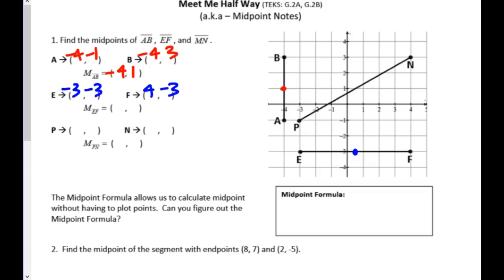Your midpoint has to be exactly in the middle. So it's not on 0, it's not on 1. It's at 0.5. So my X value is 0.5. My Y value is what? -3, right? Okay, and then for P and for N, so P, let me just get this real quick. What is the coordinates of P? -3, -1. N, 4, 3.